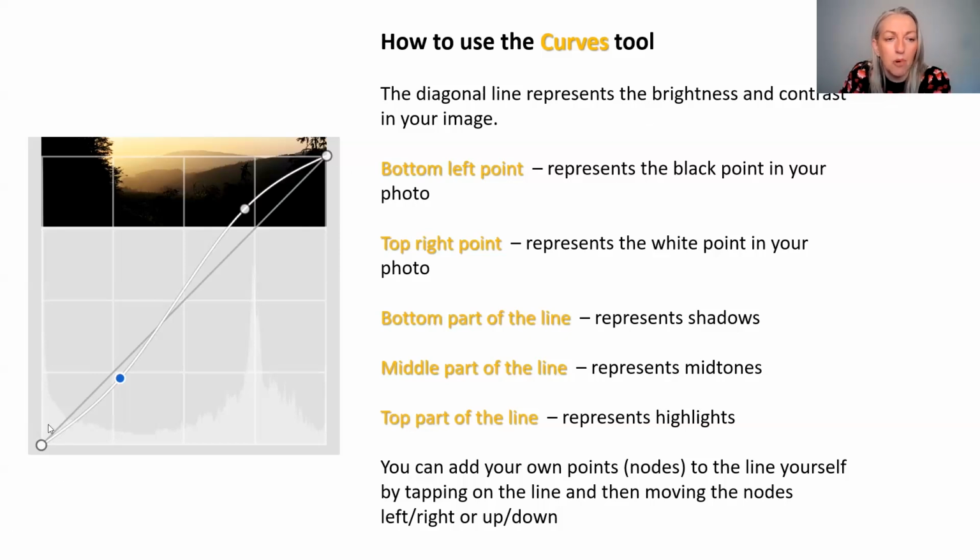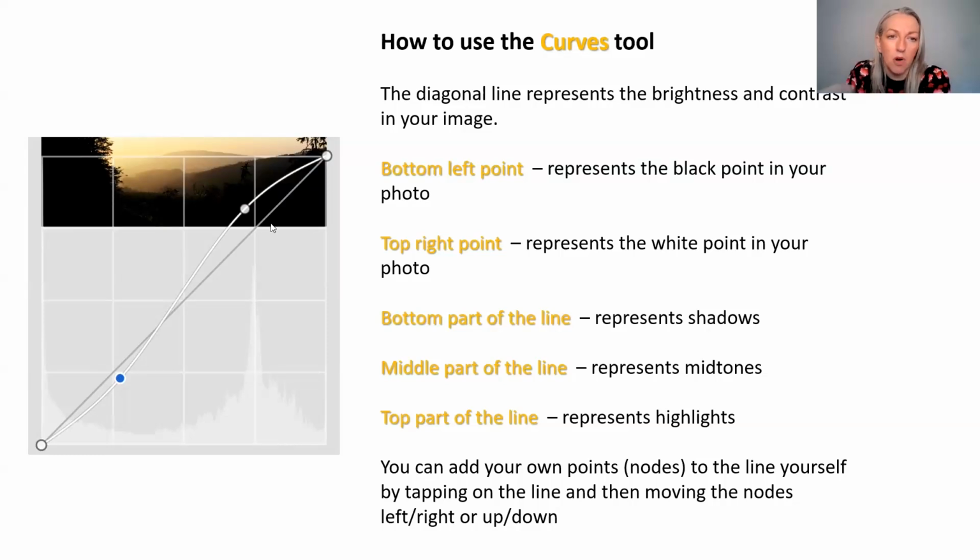Starting at the bottom left-hand point here, it represents black. The black is black in your photo. The top right then represents the white point, which is the brightest white in your image. And then the bottom part of the line, say from here to here, represents the shadows. Here to here represents the midtones, which is the midtone area. And then from here to here represents the highlights, which is the brightest part of your image.